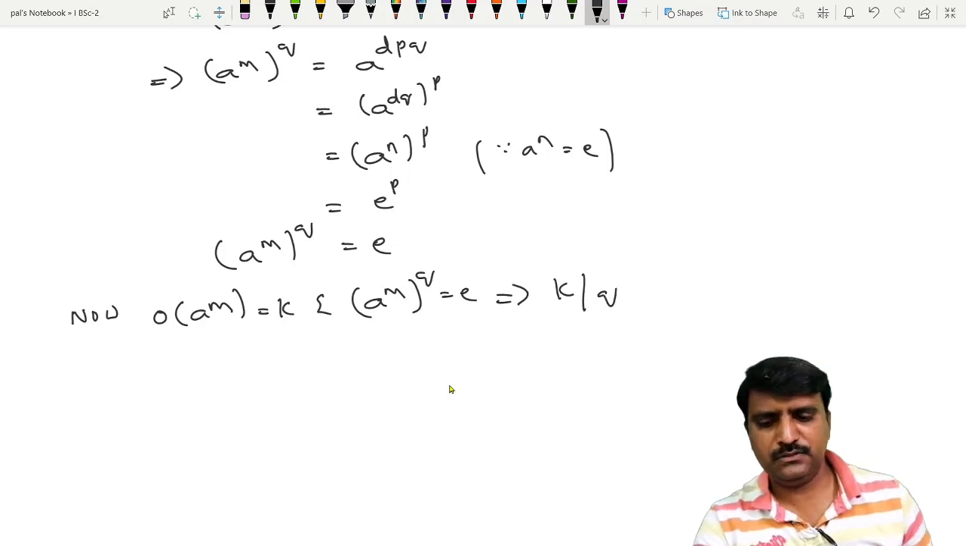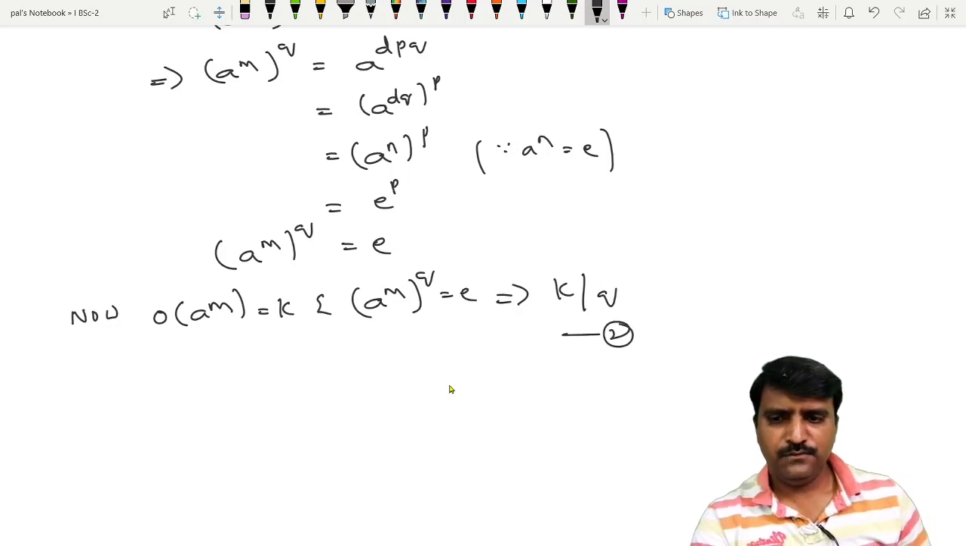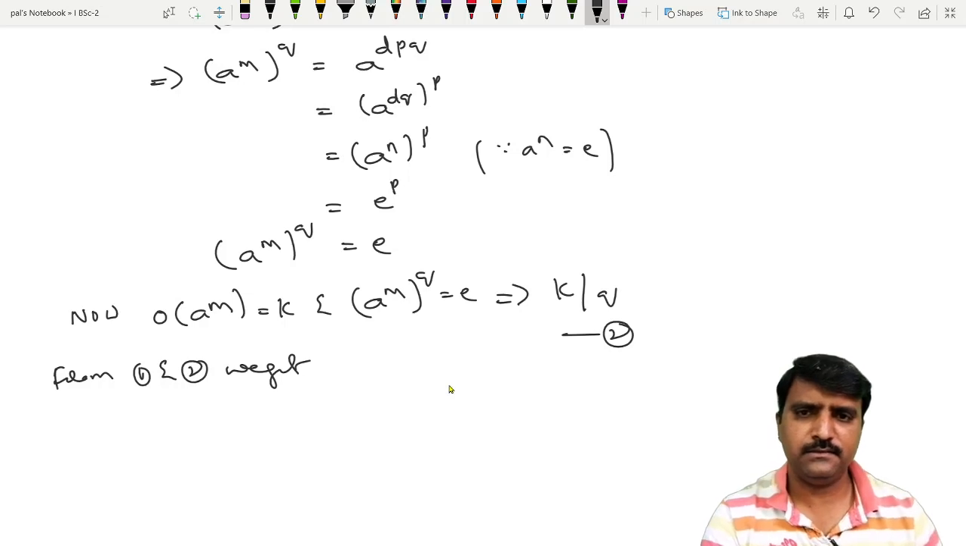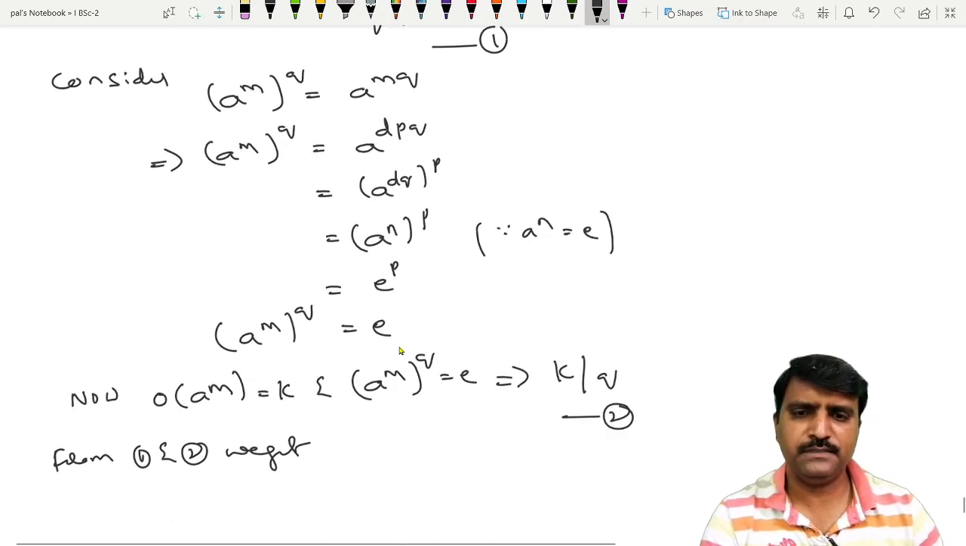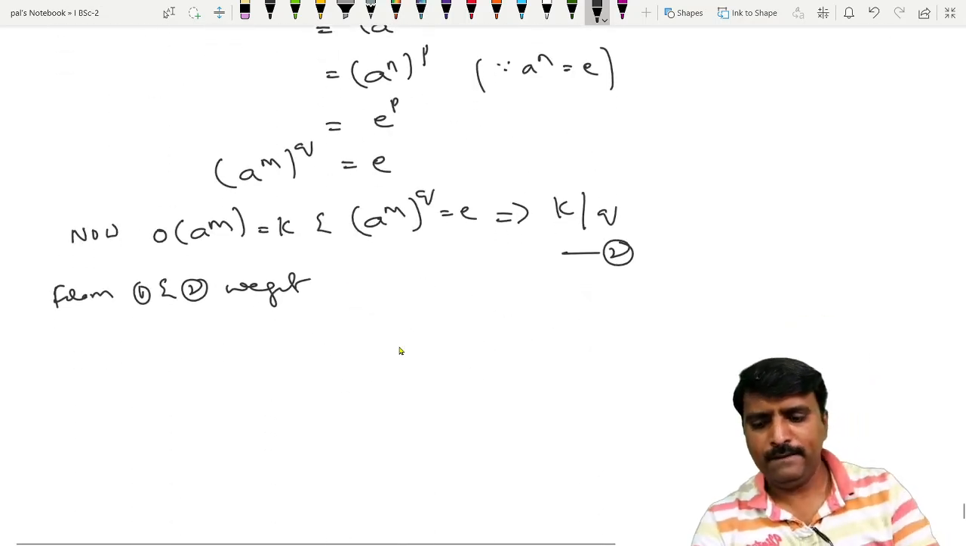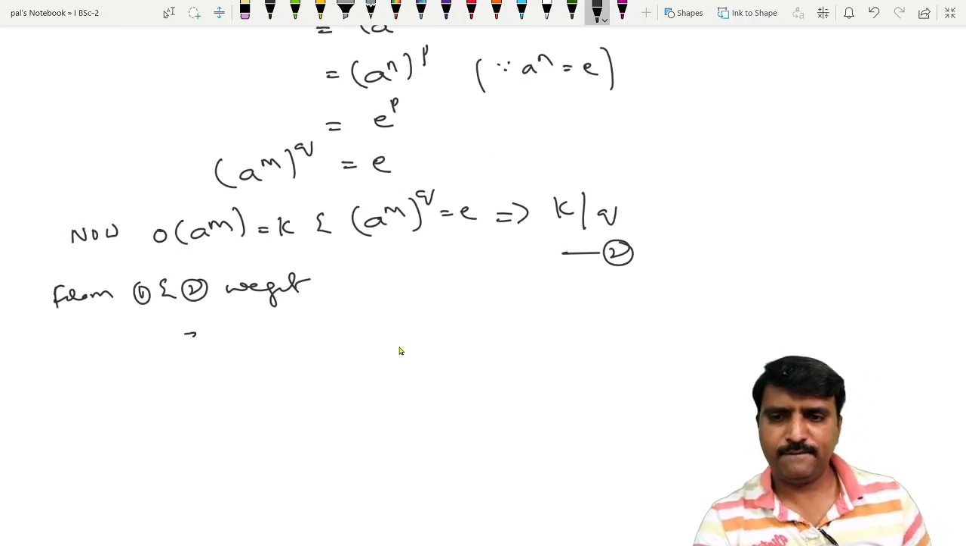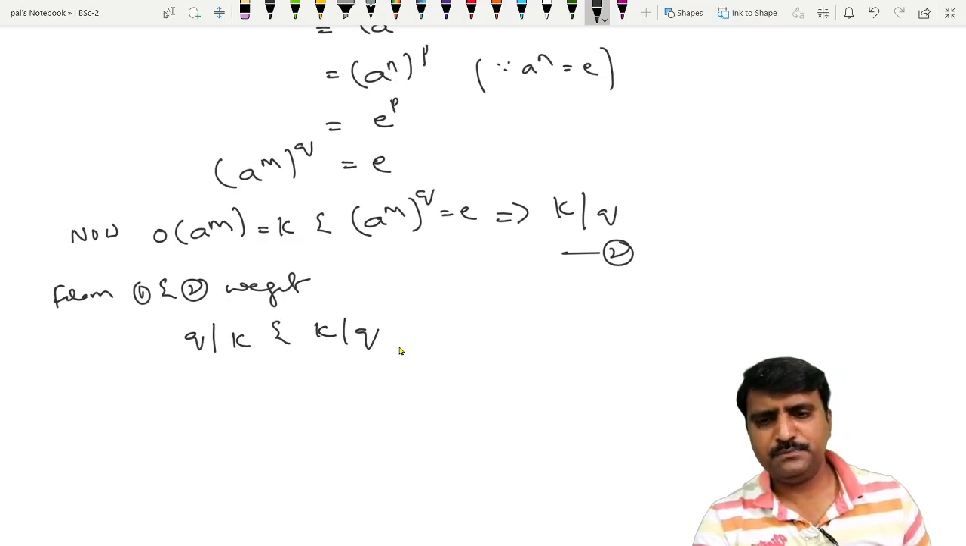So k divides q. Okay, so take these two inequalities, 1 and 2. We get q divides k, and k divides q. So it is possible only when they are the same, right.